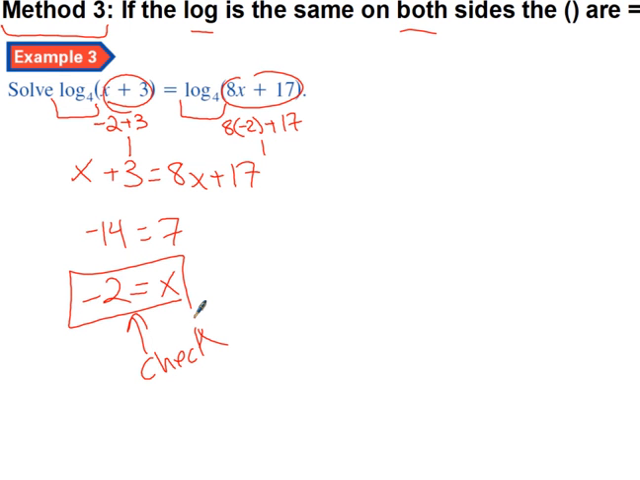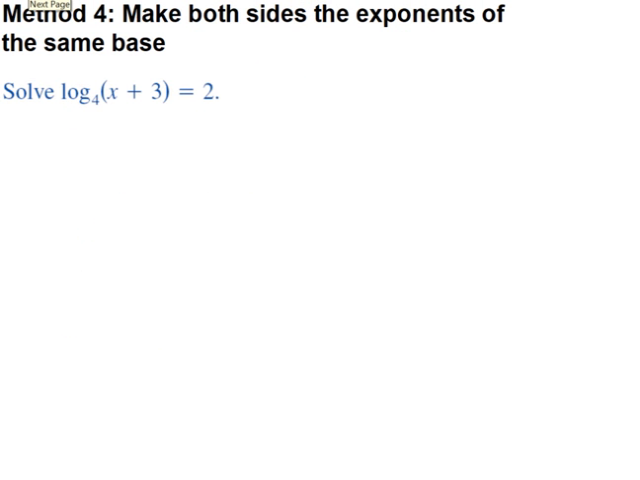Again, you can't take the logs of negative numbers, but when you put negative 2 back in for x, it works out to be positive values. Again, those would be extraneous solutions otherwise.